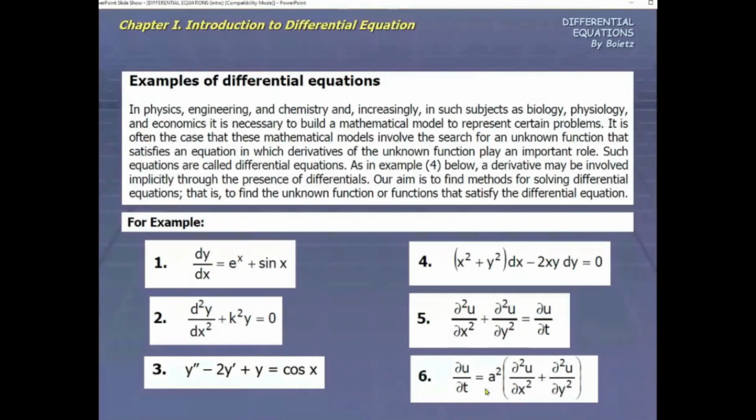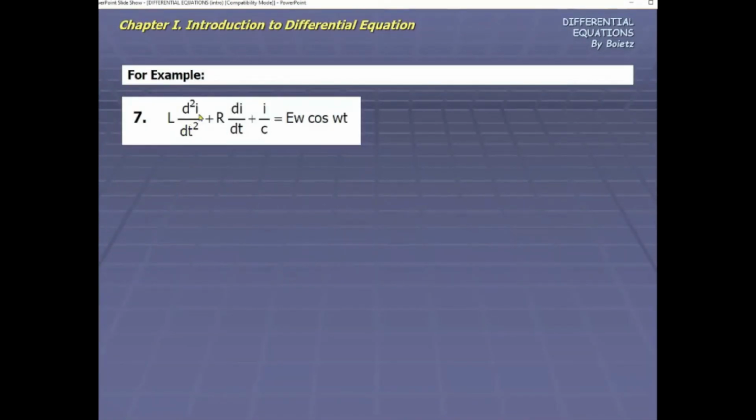Okay. Here's another. Similarly here, L is equal to the second derivative of I with respect to t plus R di over dt plus I over C equals E omega cosine omega t. This is normally in electrical engineering, in circuits, where your variables are I and t. Then the parameters, the constants, are L, R, C, E, and omega. Those are the parameters. Your variables here are only I and t. It just so happens they are not x and y, just I and t.